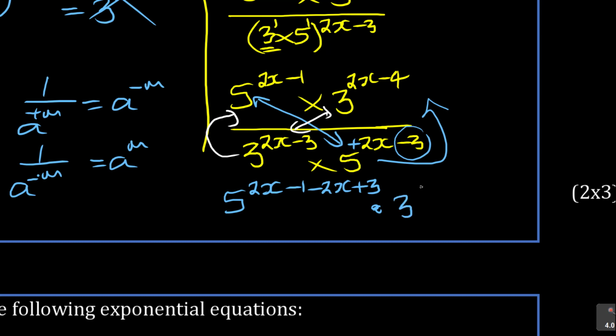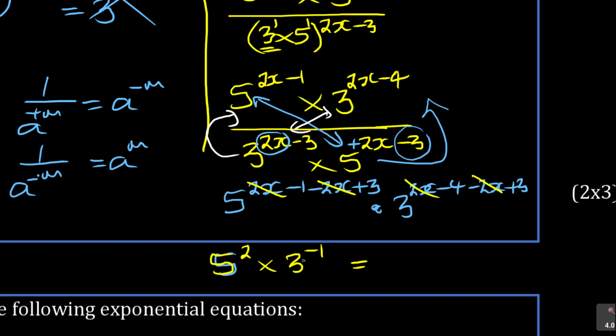The 3 on top is maintained as is, 2x minus 4. Now 2x here at the bottom, positive, becomes negative 2x. Again 3 becomes positive 3. So that is the main thing that you just need to be careful of there. Then when you finalize your answer, it will be 5 to the power of 2x minus 2x, which gives you a 0, minus 1 plus 3, so it's squared. Then times 3 to the power of 2x minus 2x, minus 4 plus 3, which is negative 1.